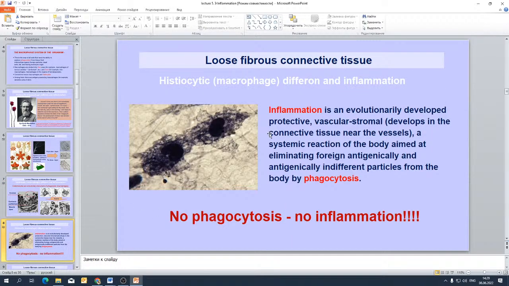Now remember what inflammation is. On the screen you see a macrophage in loose fibrous connective tissue, and you understand: no phagocytosis, no inflammation. Inflammation is present only in organisms formed from three germ layers: ectoderm, mesoderm, endoderm.